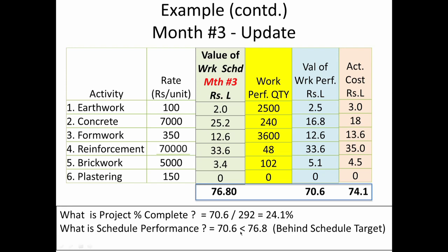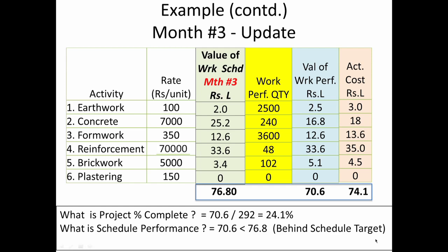So here in my schedule performance I am looking at the value of work performed is 70.6, but actually on month 3 based on the plan I should have been at 76.8. So 70.6 being less than 76.8, I am behind schedule target.